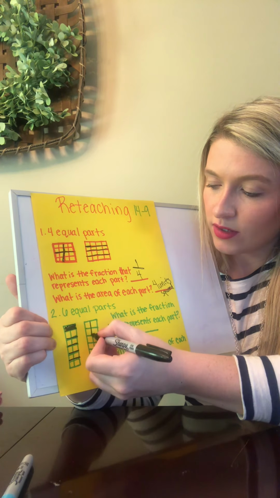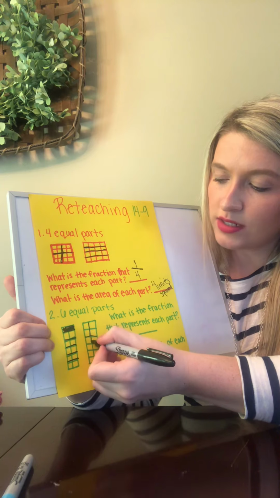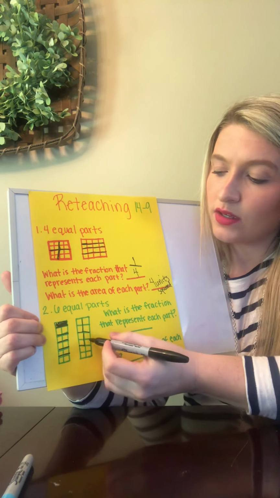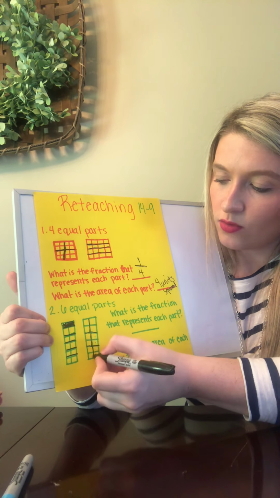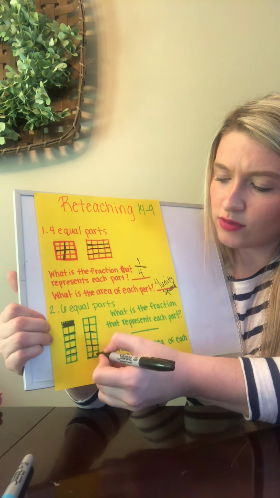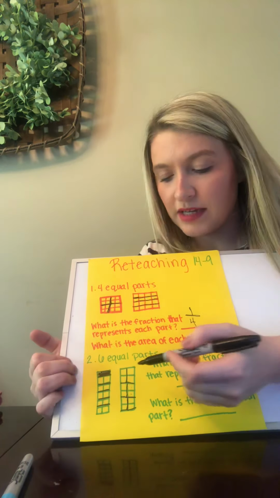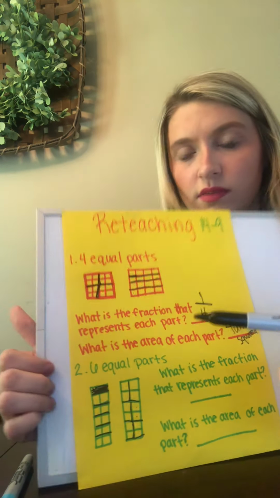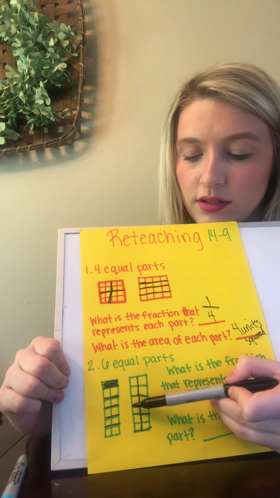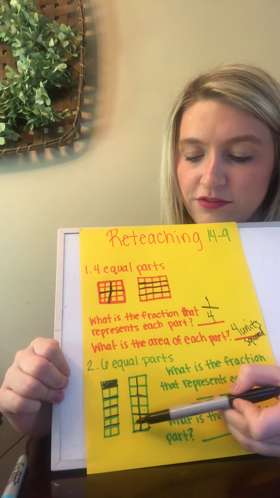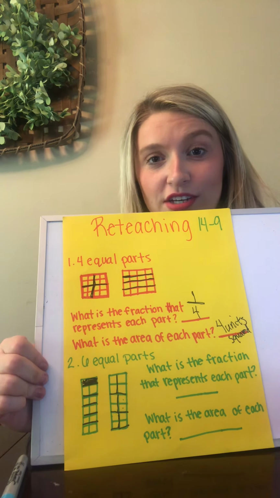1, 2, okay, that would be 1. 1, 2, that would be 1. 1, 2, that would be 1. 1, 2, that would be 1. 1, 2, that would be 1. And 1, 2, that would be 1. So let's count and see how many parts that was. We have 1, 2, 3, 4, 5, 6. And they're both with an area of 2.